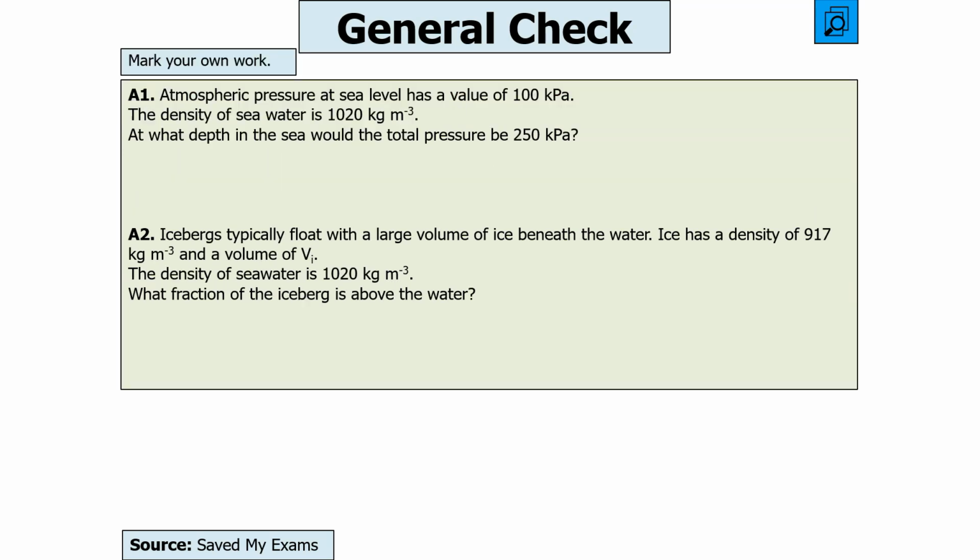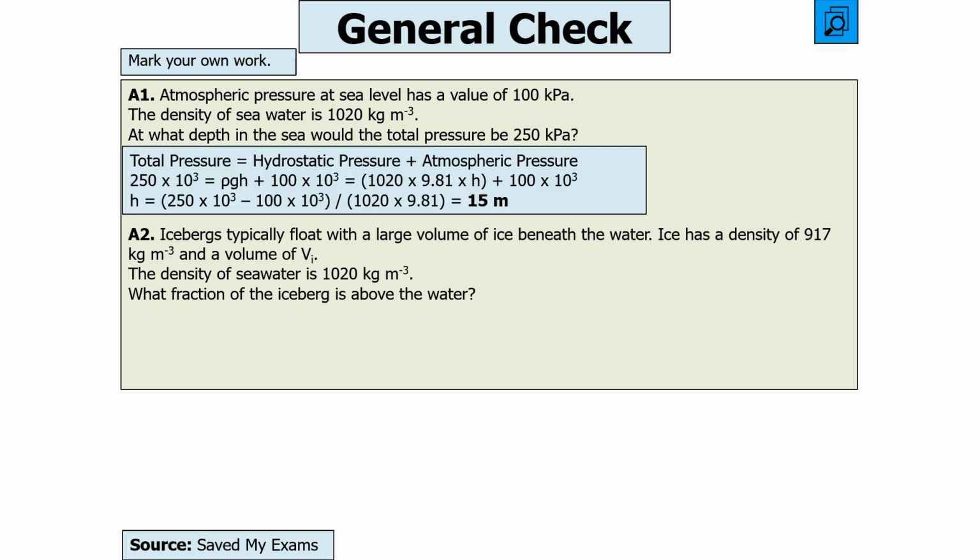Right, in this first one, we know that the total pressure that's going to be exerted is going to be the hydrostatic pressure plus the atmospheric pressure, because they're both pushing down on the object. So we know what the atmospheric pressure is. It's going to be 100 kilopascals. It says it in the question.